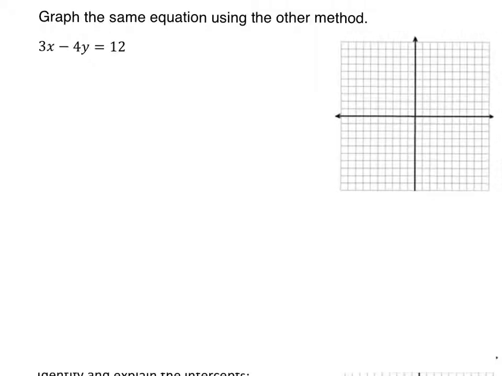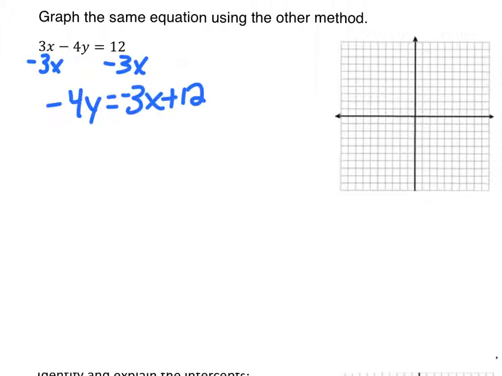Now I'll graph the same equation using the other method. That means I'll use the table of values. The first thing I need to do in order to graph using a table of values is isolate y when possible. So in this case, since I want to isolate y, I subtract anything that is not attached to the y, so I subtract 3x from both sides, leaving me with negative 4y equals negative 3x plus 12.